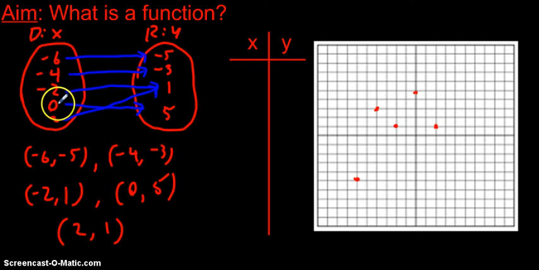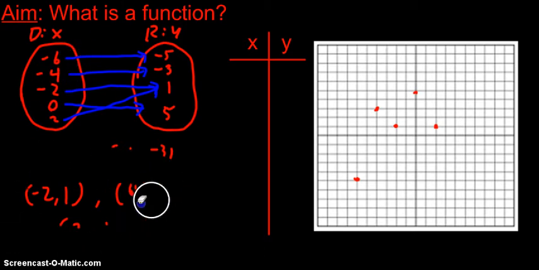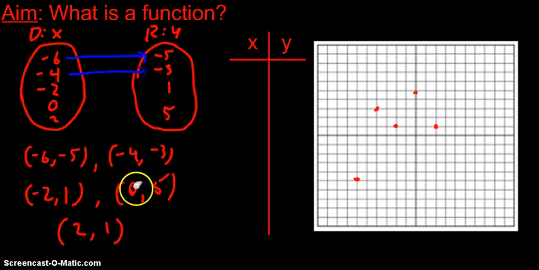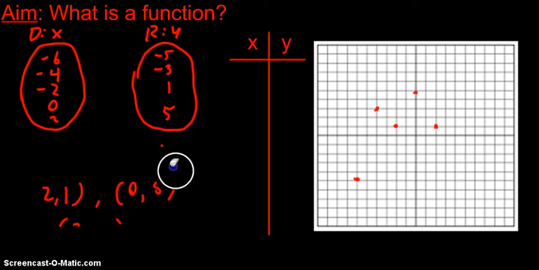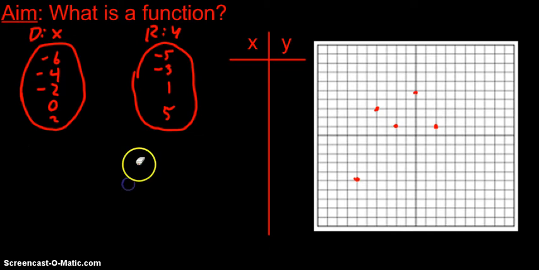If we press 0, we expect to get 5. If we press negative 2, we expect to get 1. Alright, so the example of a non-function would be anywhere where our x value gives us more than one y value.